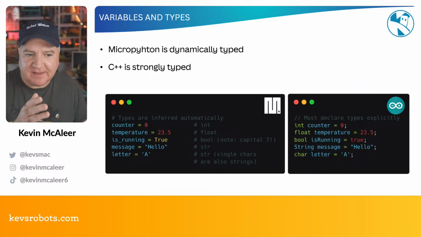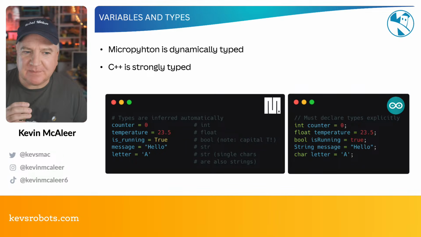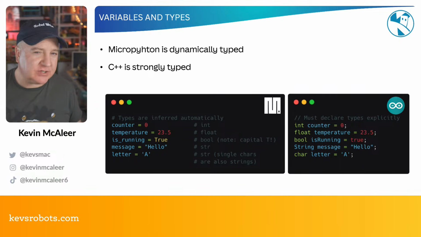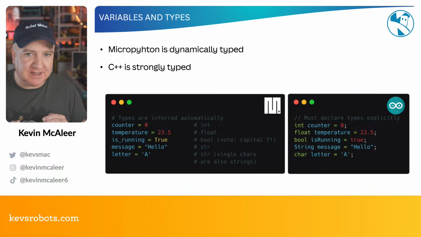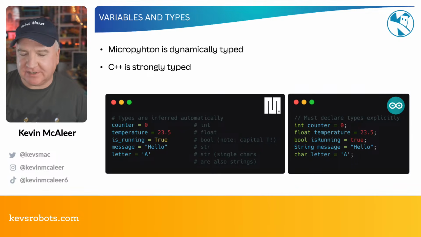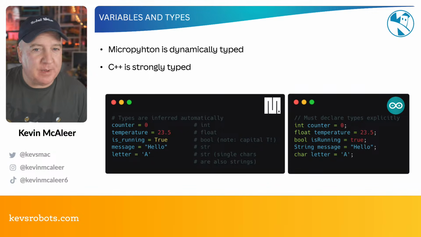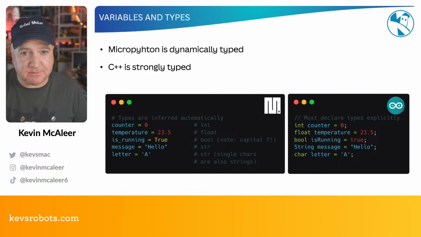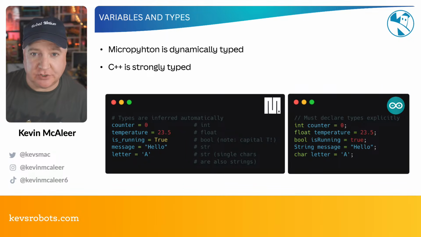So it's a lot easier, I think, to write Python code. There is a bit of a danger there because you can actually change the type of an object midway through your program. So you could say counter equals 0, and then later on you could say counter equals Kevin, and it would be happy with that. That's a completely valid thing to do in Python, but it's quite a dangerous thing to do if you're writing code and the rest of your code expects counter to be an integer.